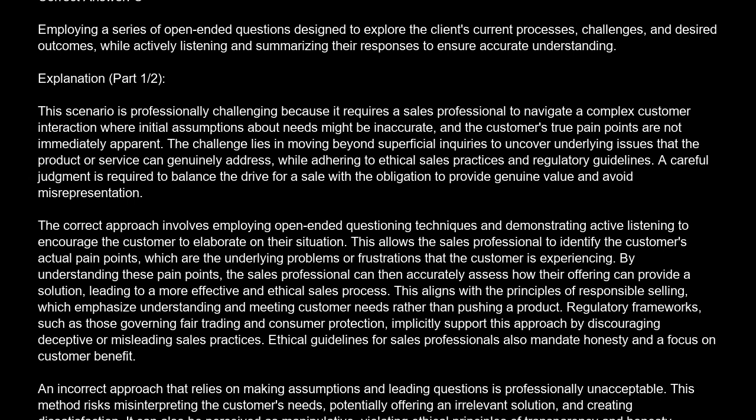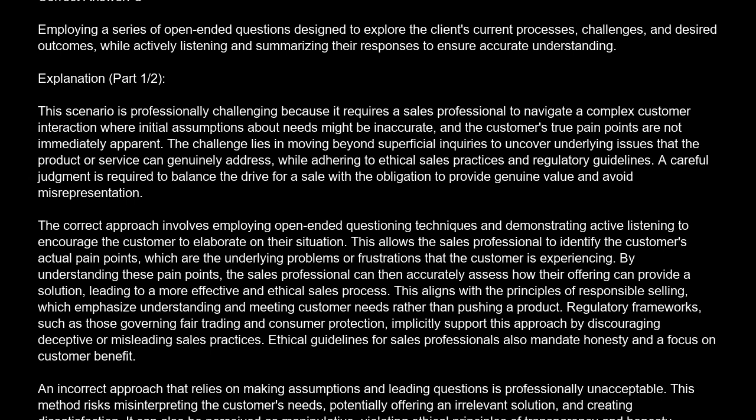Careful judgment is required to balance the drive for a sale with the obligation to provide genuine value and avoid misrepresentation. The correct approach involves employing open-ended questioning techniques and demonstrating active listening to encourage the customer to elaborate on their situation. This allows the sales professional to identify the customer's actual pain points, which are the underlying problems or frustrations that the customer is experiencing. By understanding these pain points, the sales professional can then accurately assess how their offering can provide a solution, leading to a more effective and ethical sales process.